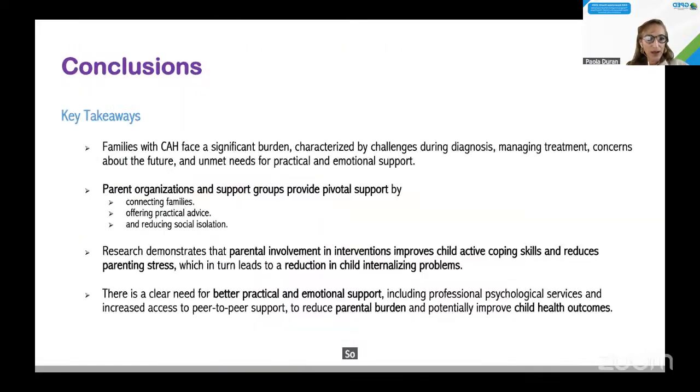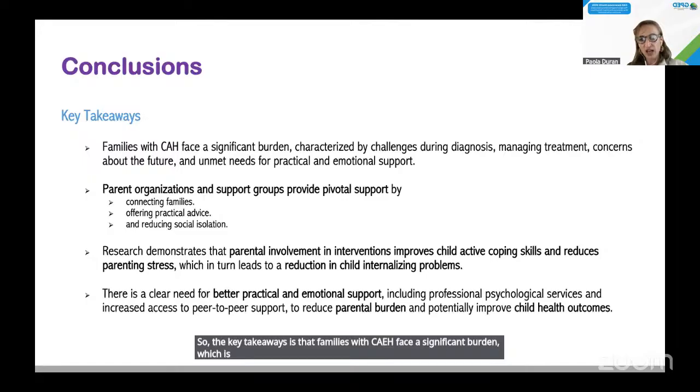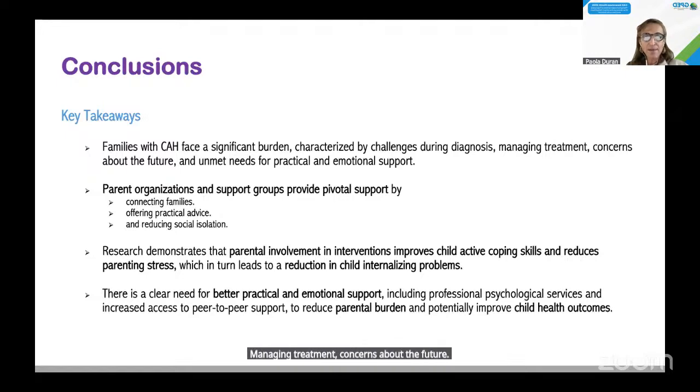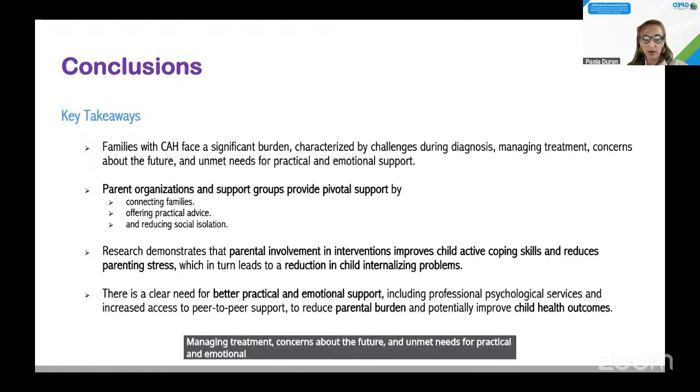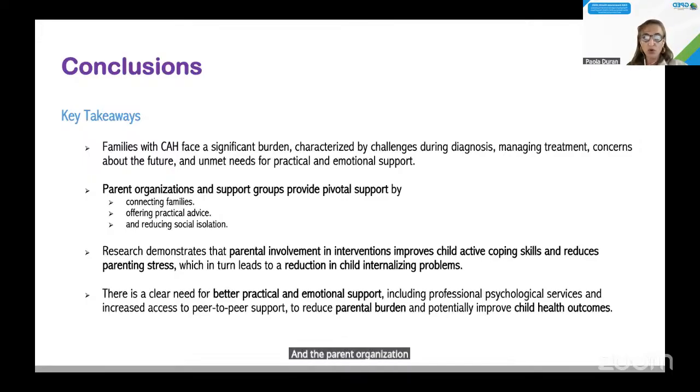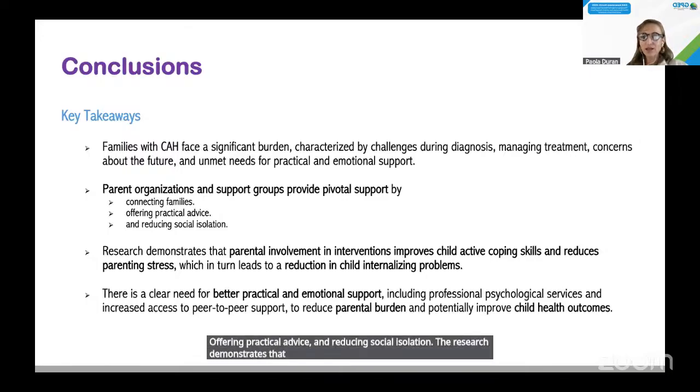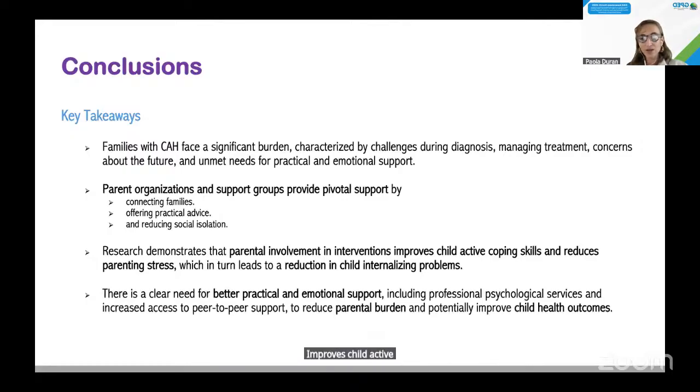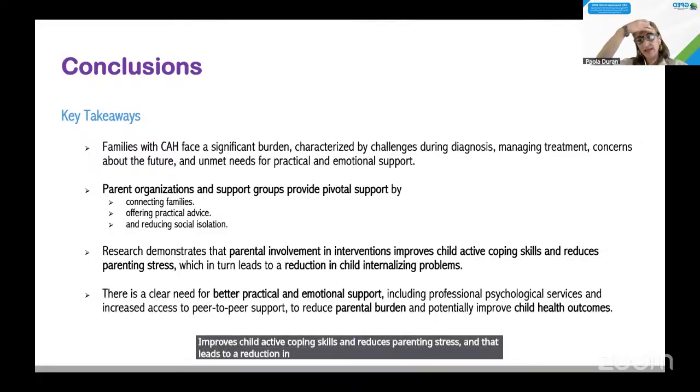So the key takeaways are that families with CAH face a significant burden, which is characterized by challenges during diagnosis, managing treatment, concerns about the future, and unmet needs for practical and emotional support. Parents' organizations and support groups provide pivotal support by connecting families, offering practical advice, and reducing social isolation. The research demonstrates that parental involvement in interventions improves child active coping skills and reduces parenting stress, and that leads to a reduction in child internalizing problems.